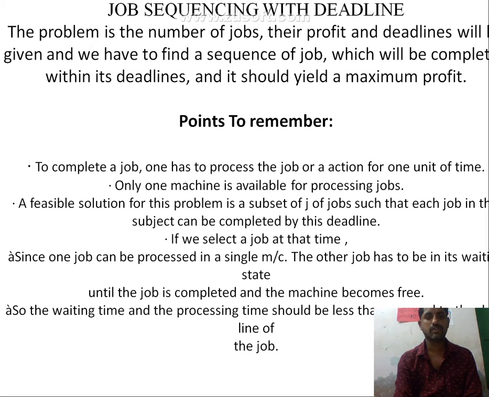A feasible solution for this problem is a subset J of jobs such that each job in this subset can be completed by its deadline. If we select a job at that time, since one job can be processed on a single machine, the other jobs have to be in the waiting state until the job is completed and the machine becomes free. Also, the waiting time plus the processing time should be less than or equal to the deadline of the job. So these are the points you have to remember whenever you construct a job sequencing with deadlines.